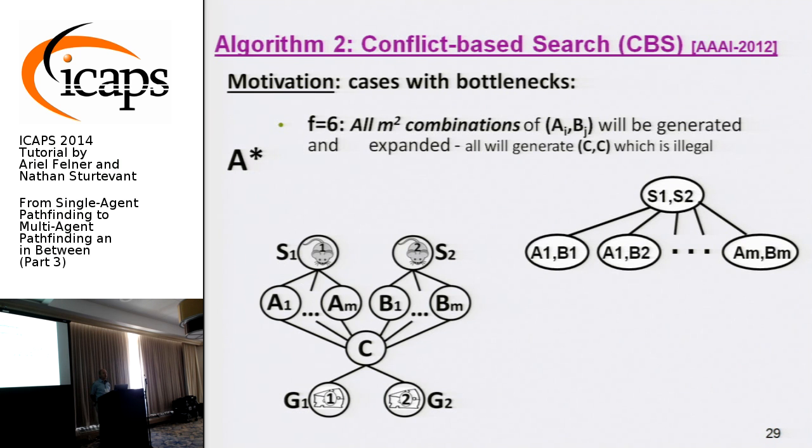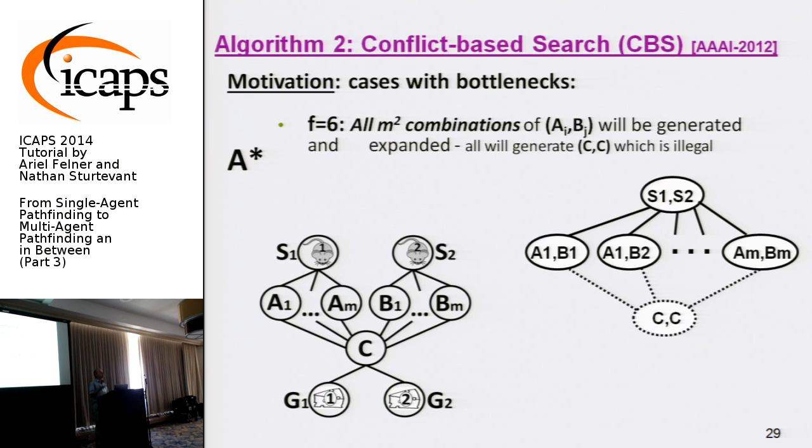Let's look at A-star. What is it doing in this problem? Okay, A-star, the root is S1. Expand it, it has M squared combinations of all the A_i nodes with the B_i nodes. It has to generate them all and expand them all until they all try to generate node CC, but there is a conflict. That node is illegal.